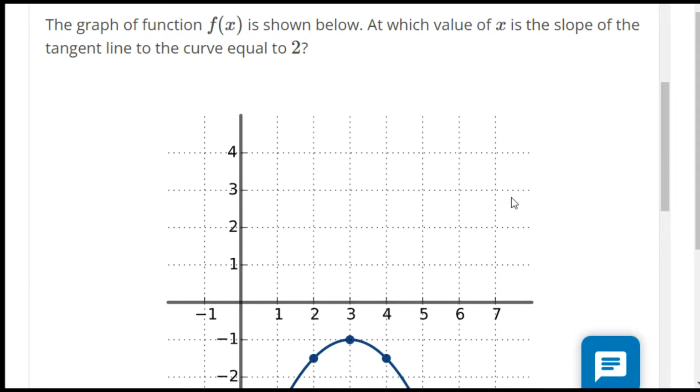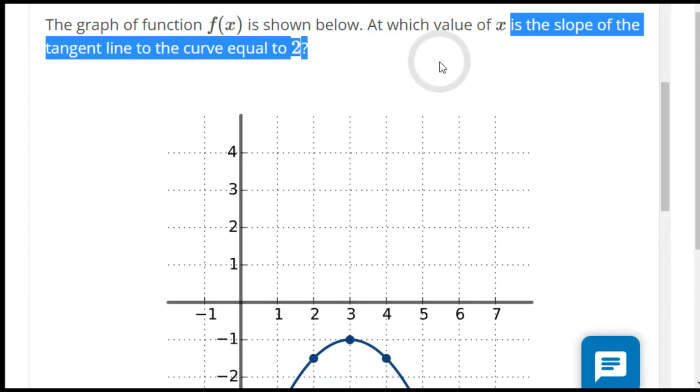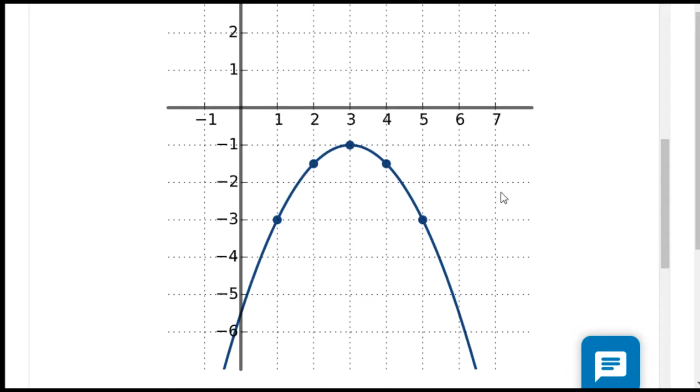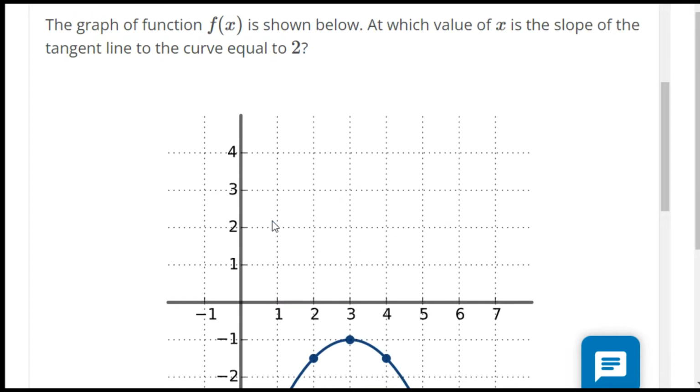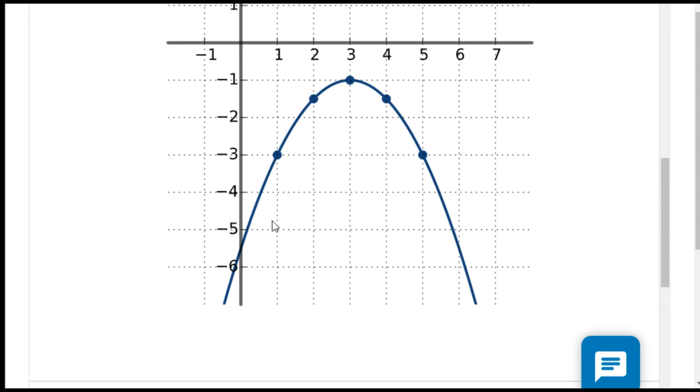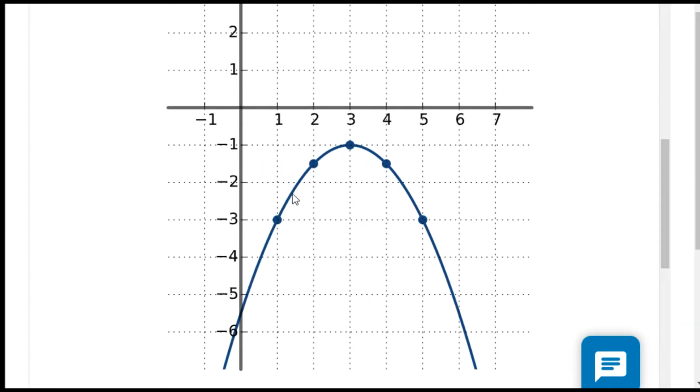Graph of a function is shown below, at which x value, here we go, finally, is the slope of the tangent line to the curve equal to 2. Okay. It's looking like it might be this guy right here, at the x value of 1. It can't be any of these over here. It can't be that one. Can't be that one. Those both have negative slopes. Can't be this one. That's 0. It's either going to be this guy or this guy. This guy is looking like it's got a slope of 1.